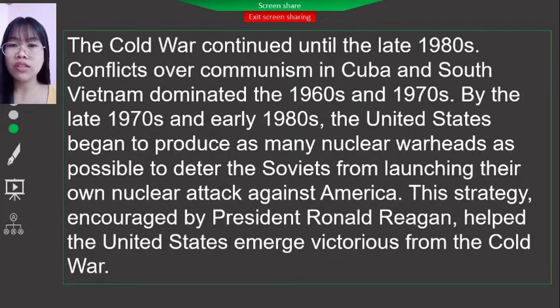The Cold War continued until the late 1980s. Conflicts over communism in Cuba and South Vietnam dominated the 1960s and 1970s. By the late 1970s and early 1980s, the United States began to produce as many nuclear warheads as possible to deter the Soviets from launching their own nuclear attack against America. This strategy, encouraged by President Ronald Reagan, helped the United States emerge victorious from the Cold War.